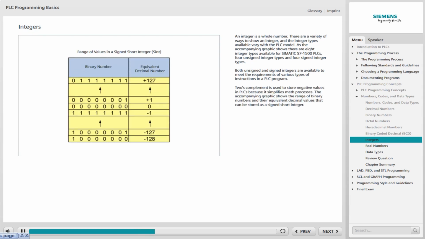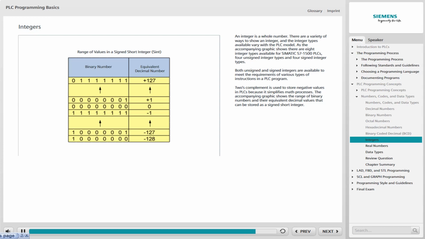When a signed integer is stored, bit patterns beginning with 0 are used to store 0 and all the positive values, and bit patterns beginning with 1 are used to store all the negative values. Negative values are stored in 2's complement form, which means that the pattern of bits for a negative binary number is determined by inverting all the bits in the equivalent positive binary value and then adding 1. 2's complement is used to store negative values in PLCs because it simplifies math processes.